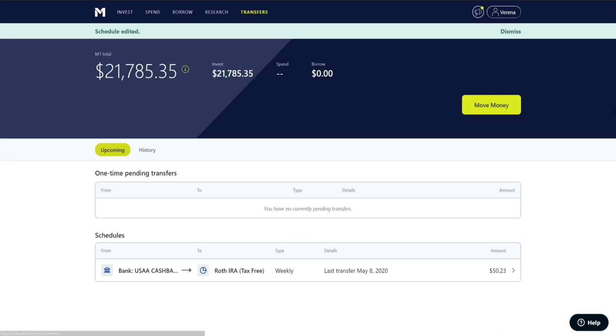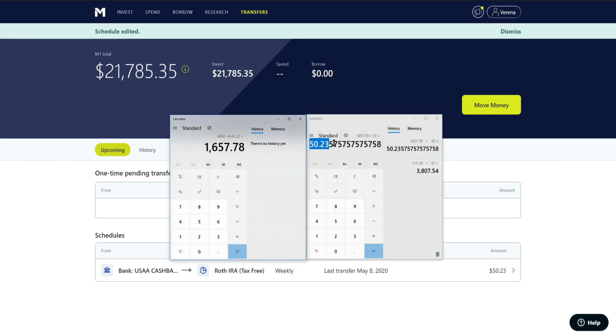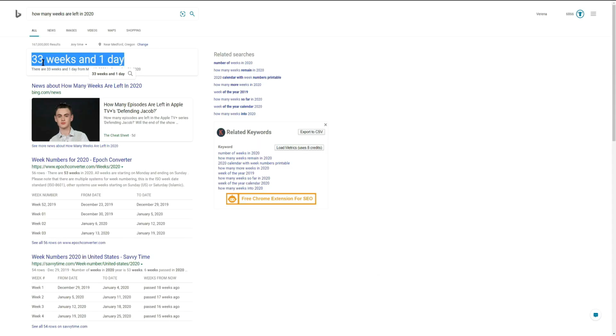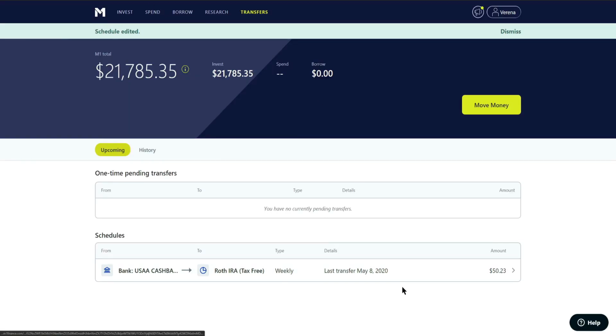So actually, let's go back to transfers, and here we can see that this has been changed. Now we still have the weekly coming from the bank to the Roth IRA. It is set up on a Friday, and the amount that we're depositing now has been adjusted to $50.23 per our plan here. This is our updated plan to continue to allow us to dollar cost average over the next 33 weeks remaining here in 2020. This will allow us to continue to reinvest our dividends on a weekly basis, plus continue to dollar cost average into this crazy market where we really do not know what is going to happen on a day-to-day, week-to-week, month-to-month basis.